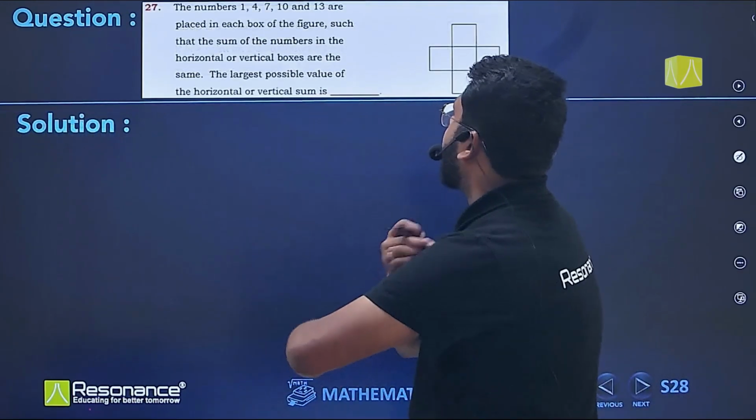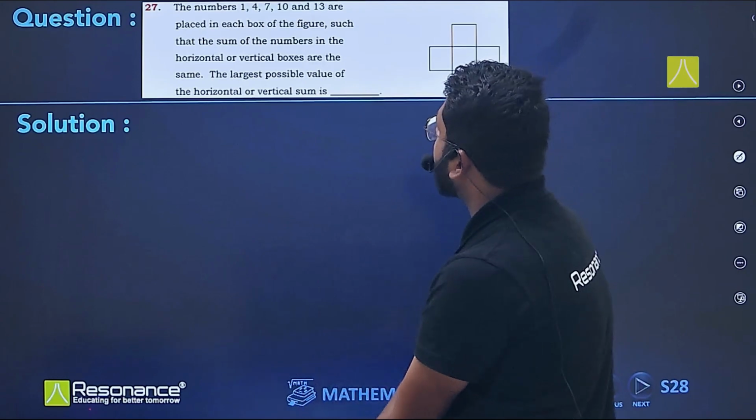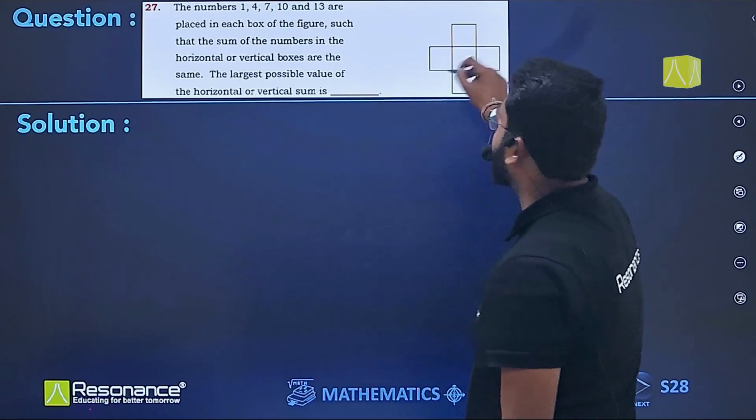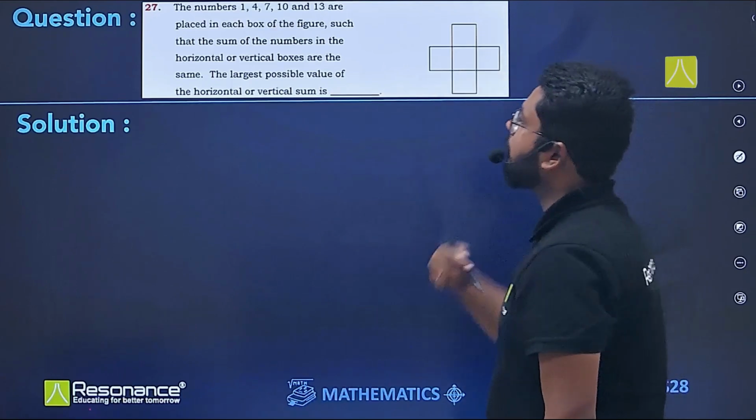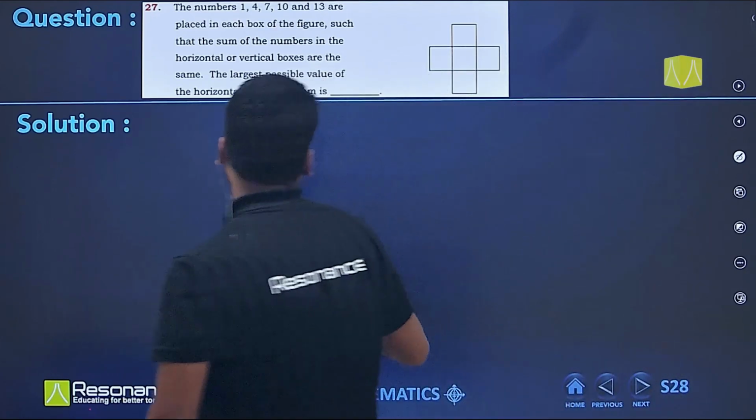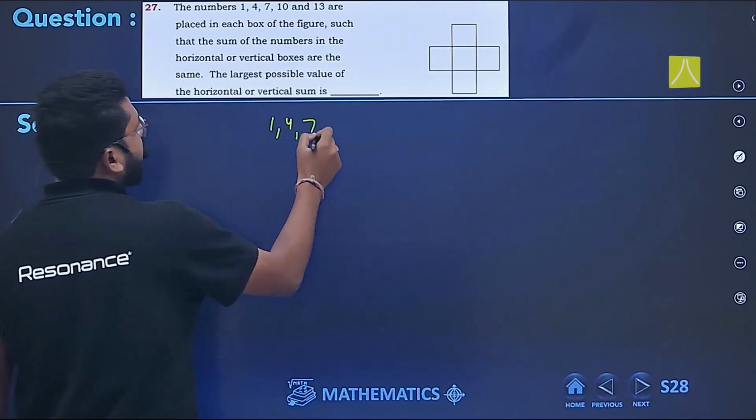Now question number 27. The numbers 1, 4, 5, 7, 10 and 13 are placed in each box of the figure. If I place each number such that the sums of the numbers in the horizontal and vertical boxes are the same, we have to find the largest possible value.